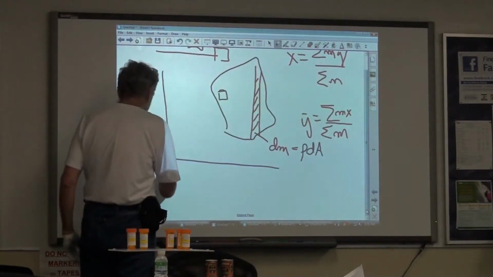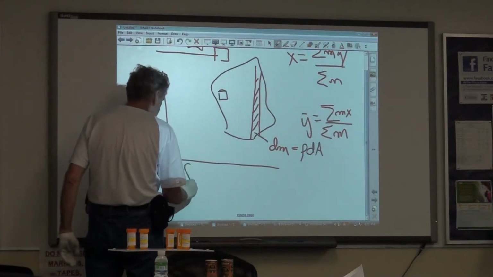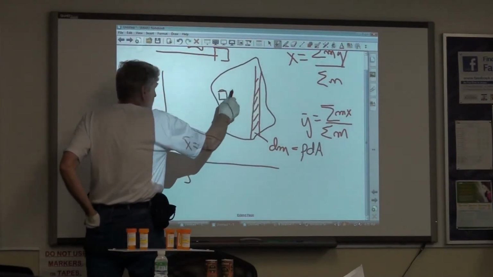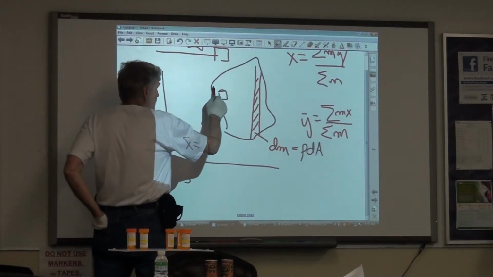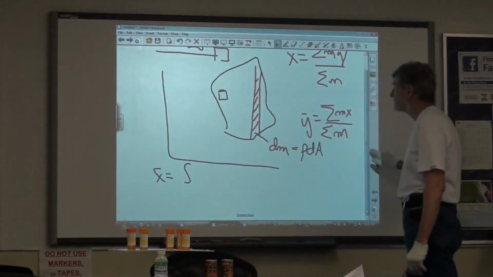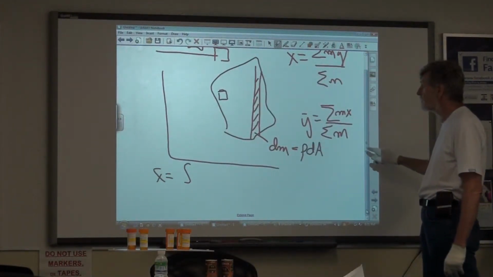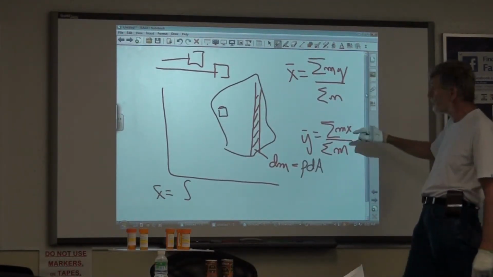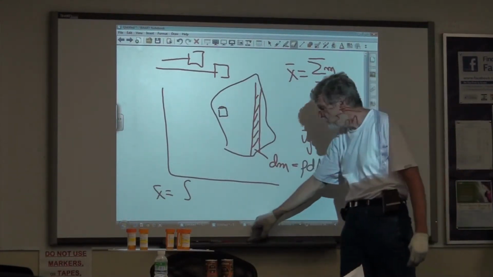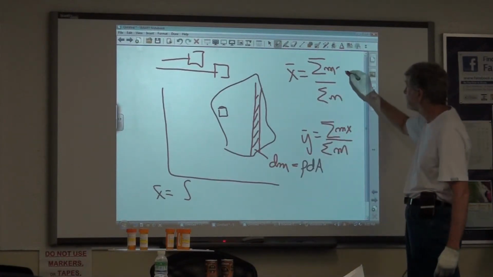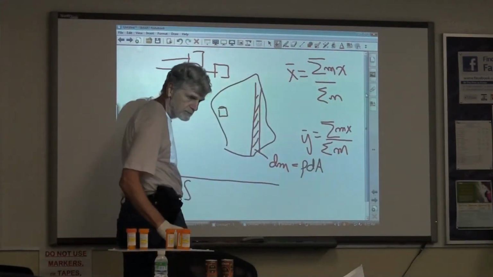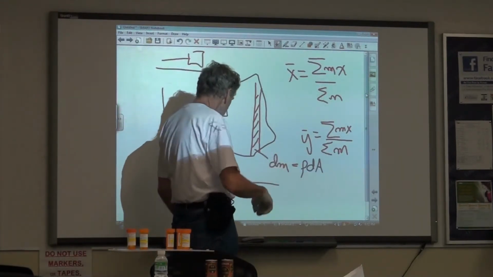Okay, so if we're looking for x bar, then it's the integral of the distance. Yeah, we want the x location of the center of mass. It's about the y-axis, but its distance from the y-axis is x. Its lever arm is going to be x. Yeah, the other one will change also.